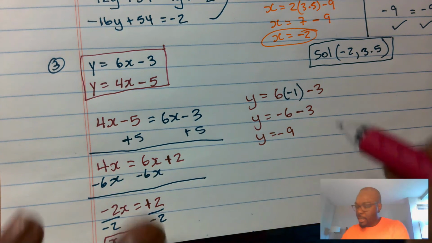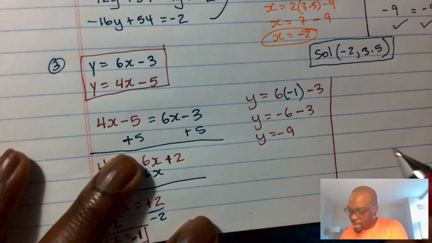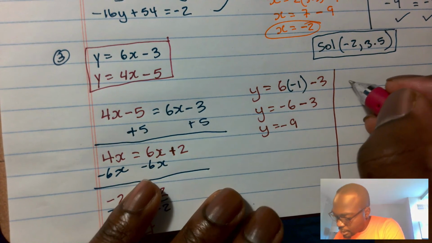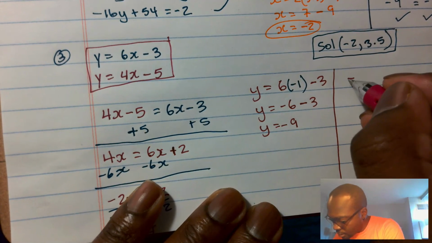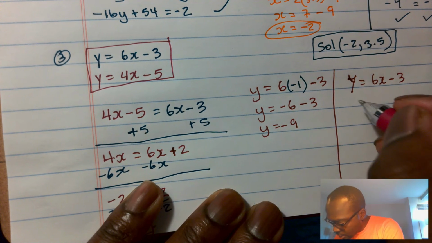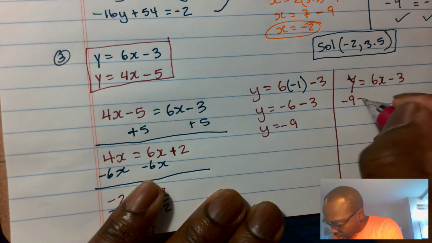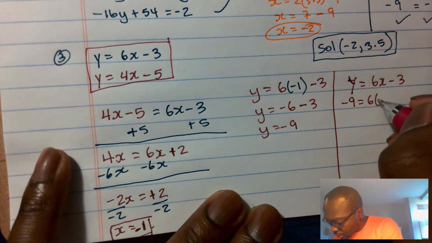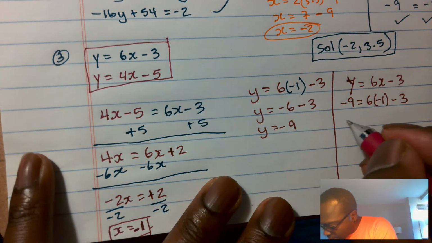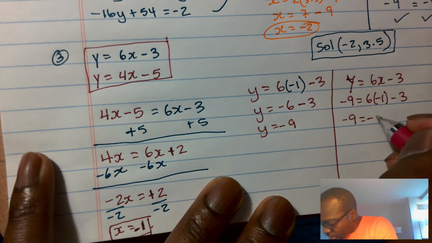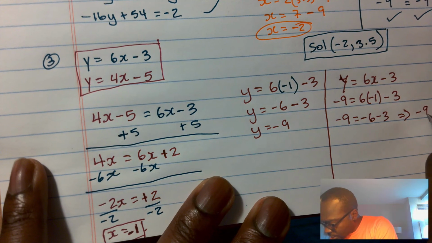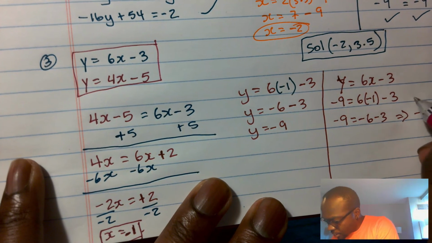From there, again, I'm going to have to check my answers to verify, because I have the value for x and I have the value for y. If I take y, which is minus 9, and say y is equal to 6x minus 3, it's going to be negative 9 is equal to 6 times negative 1 minus 3. So what do I get? Negative 9 is equal to negative 6 minus 3, which goes to negative 9 is equal to negative 9. Boom.